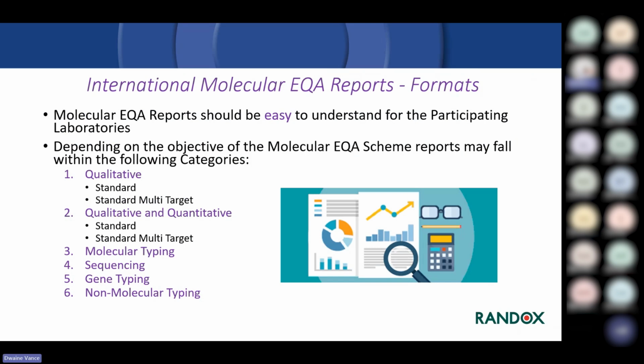Now, going into a little bit more about the different report formats that are offered by international molecular EQA providers. Molecular EQA reports should be easy to understand for each of the participating laboratories. Depending on the objective of the molecular EQA scheme, reports may fall into different categories. For example, some molecular EQA schemes can be qualitative in nature. That could be looking at a single pathogen or multiple targets with, for example, syndromic testing panels. Some reports fall within qualitative and quantitative. That could be a single pathogen such as HIV or hepatitis, or multiple targets. There are also molecular typing reports, sequencing reports, gene typing reports, and non-molecular typing reports such as a MALDI-TOF scheme for bacterial and fungal identification, which is also included within the QCMD portfolio.